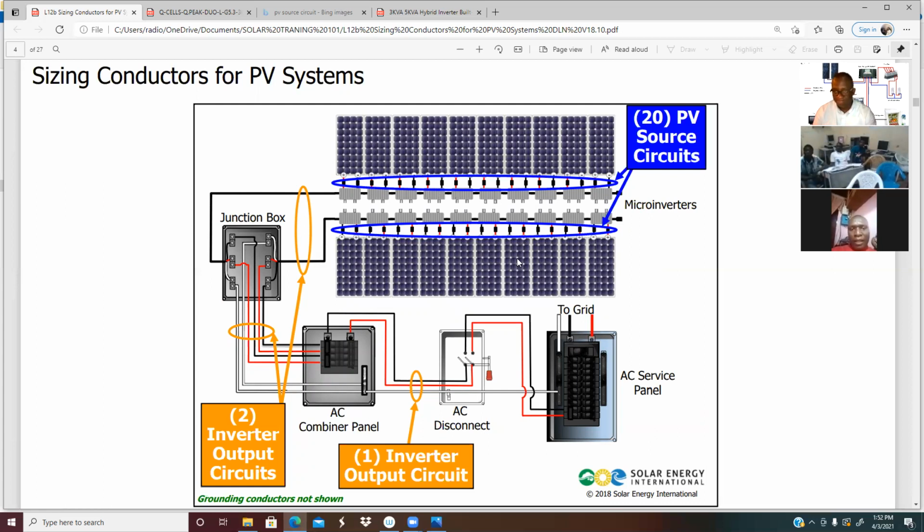How many kilowatts is this system? Let me see. It's 20 modules, 20 PV.